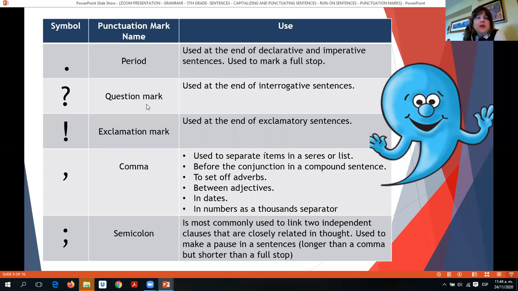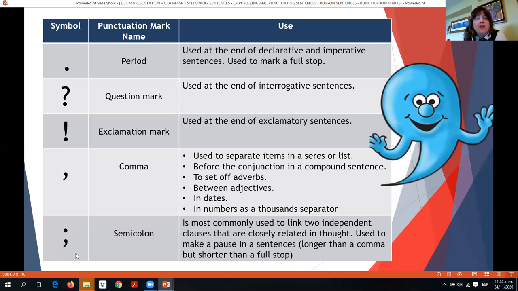The question mark is used at the end of interrogative sentences or questions. The exclamation mark is used at the end of exclamatory sentences. These are the sentences that express a strong feeling, remember that. Then we have the comma, and the comma has a lot of uses. These are just some of them, okay? They are used to separate items in a series or list, before the conjunction in a compound sentence, to set up adverbs, between adjectives, in dates, in numbers as a thousand separator, among other uses, okay?